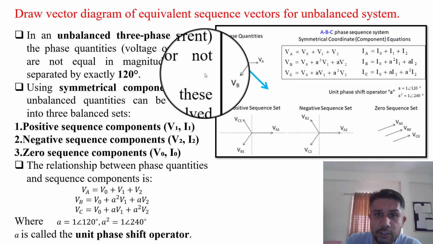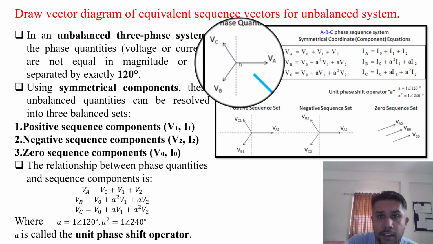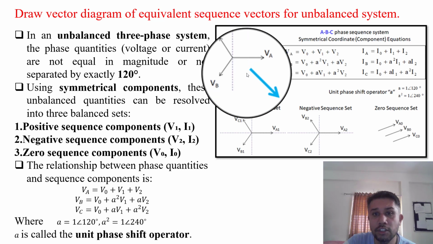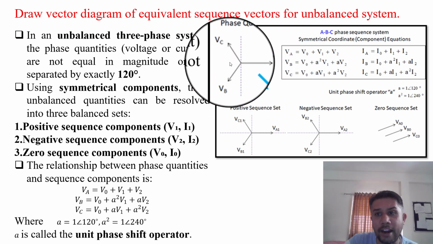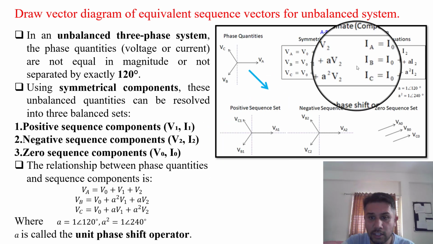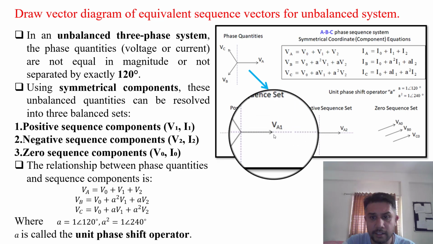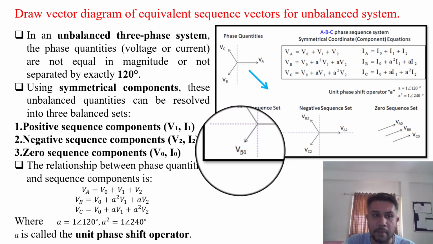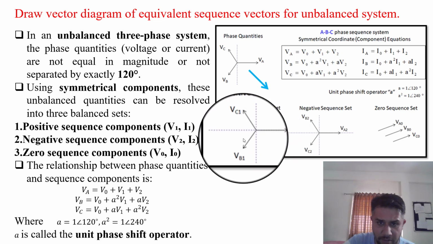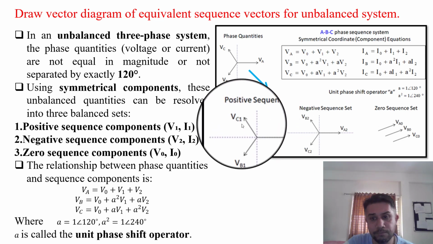Like you can visualize this. This is VA, VB and VC. These are the phase quantities. So these unbalanced vectors can be transformed to a symmetrical component or say equivalent positive, negative and zero sequence components. Like this is the positive sequence set with the equal value of the magnitude of the positive sequence component, and VA1, VB1 and VC1 are like this.